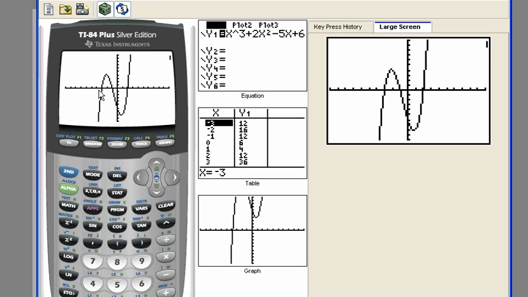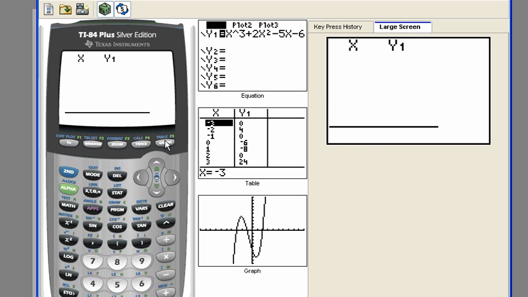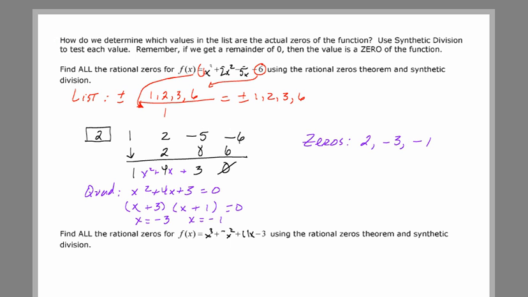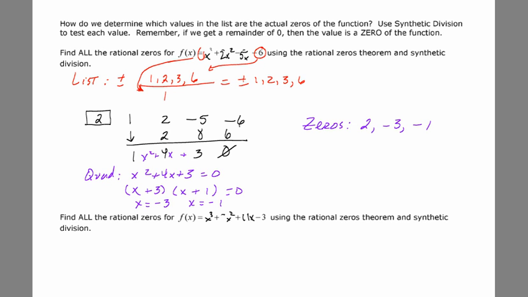This looks like a -3, a -1, and a 2. Let's see if we can verify that on the table. -3, a -1, and a 2. And by hand it was a -3, a -1, and a 2. So yeah, that kind of verifies that our work algebraically was correct. We found all the zeros. Let's do the same thing for the next one.